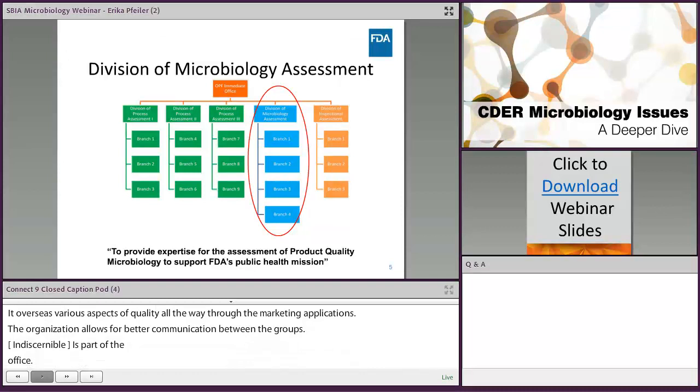DMA's mission statement, which I've listed here at the bottom of the slide, reflects the nature of the very diverse work we do, the different types of applications we work with, the variety of products we work with, the various subject matter expert roles we play in CDER and the agency.